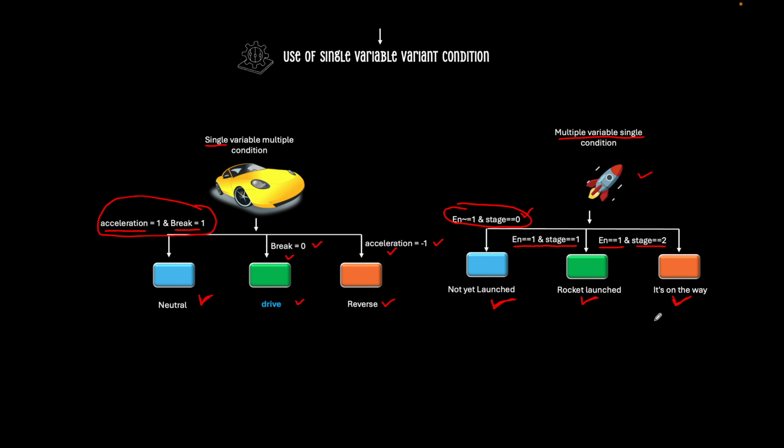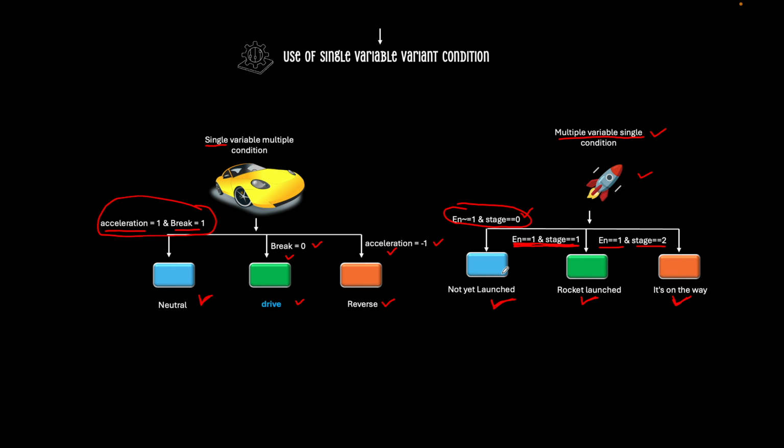In these particular variants, the mass of the system may differ, and the thrust may differ. Based on that, you can design a single subsystem with multiple variations so that you can do the simulation seamlessly. And in the single variable multiple condition case, with the help of a single variable, you will be determining different variants of the states or of the subsystem. So you can find multiple variants.